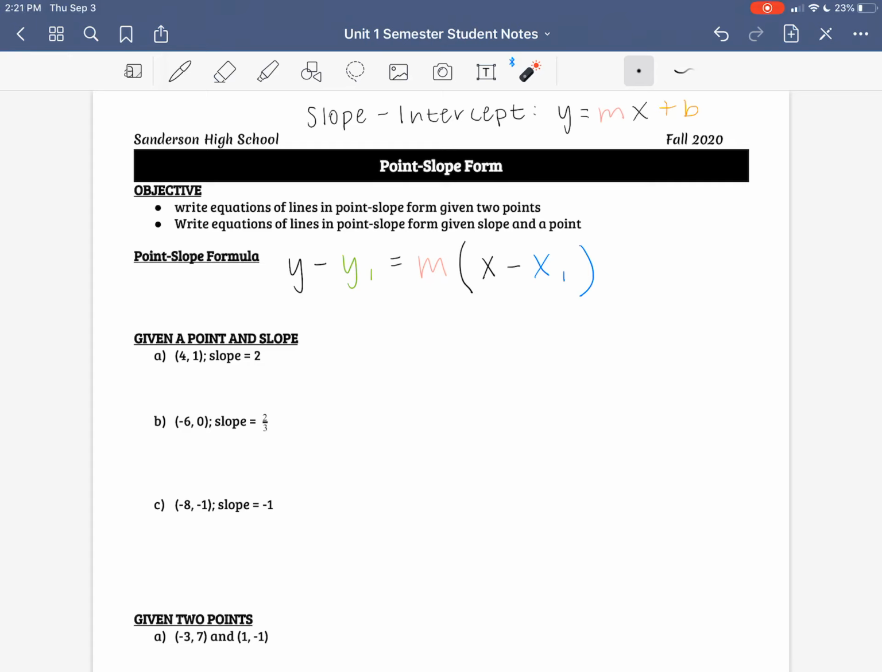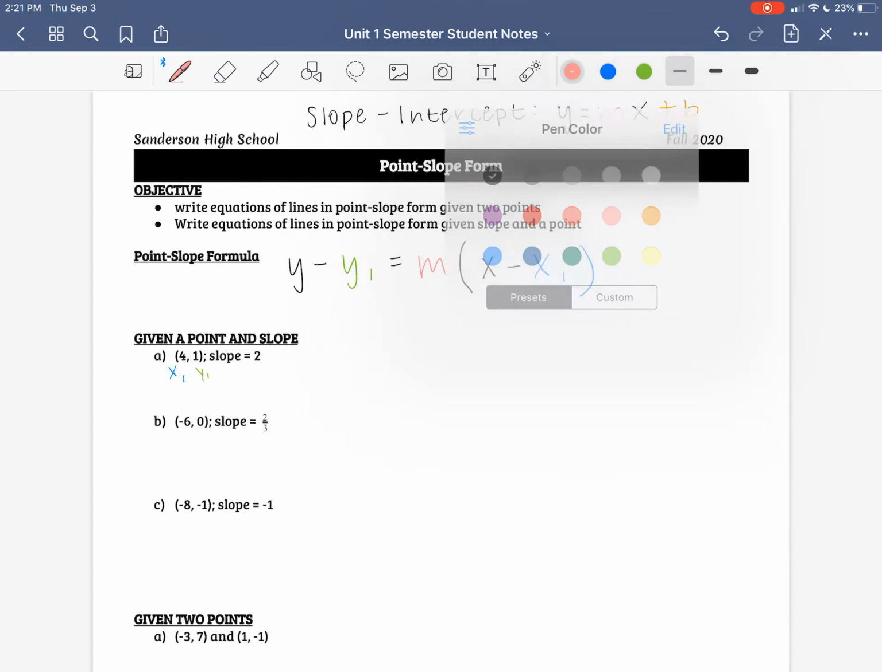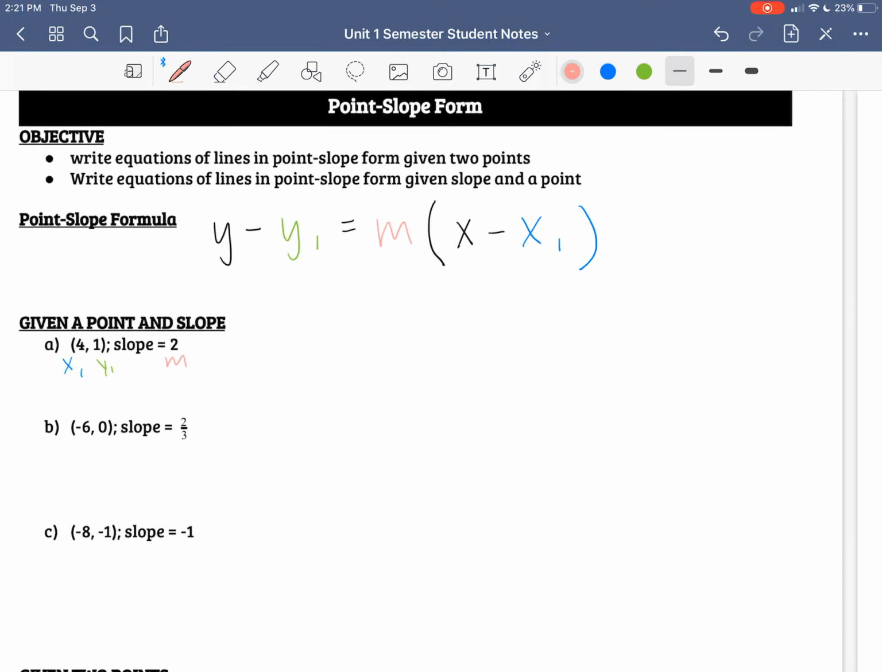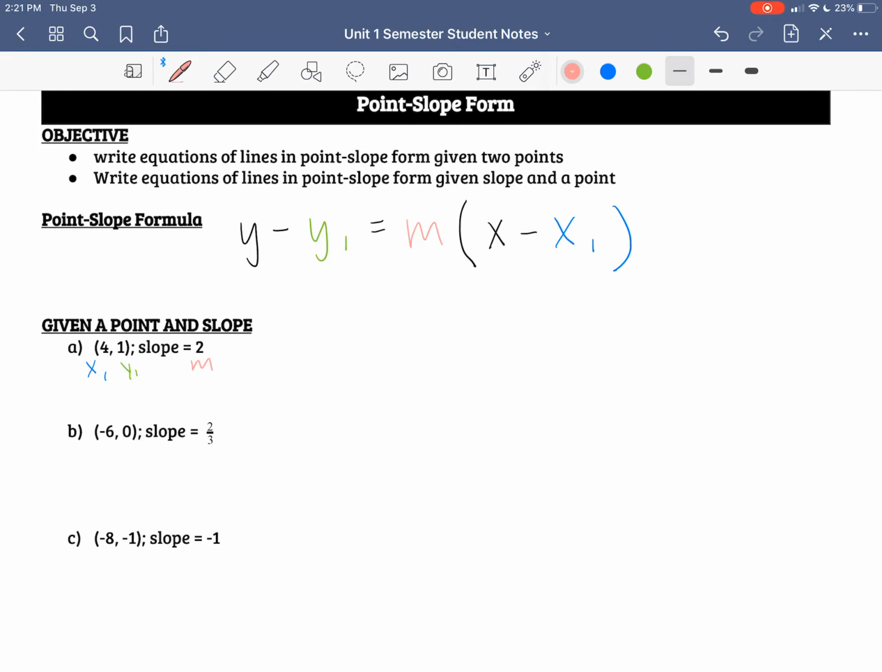So in example A, we're given a point and a slope and asked to write it in point-slope form. So we've got the point 4,1 and the slope 2. So in my point, I've got an x and a y. I'm going to call it x1 and y1, because eventually that will make a difference. And then my slope is my m in my equation. So now I'm going to take those pieces and substitute them into my general form of the equation we just wrote at the top.